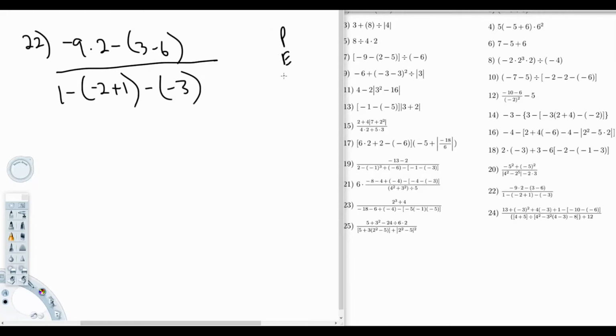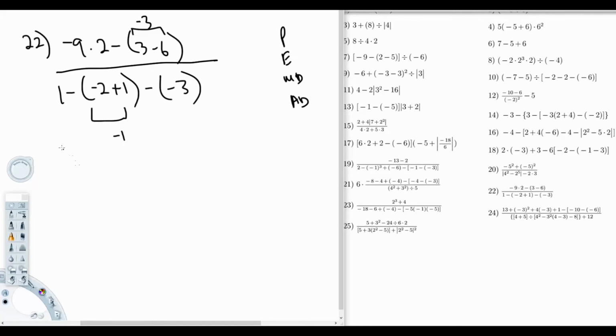Parentheses, exponents, multiplication and division, addition and subtraction. So we have the parentheses first, this one and this one. Let's solve them right away. 3 minus 6 equals minus 3. Minus 2 minus 1 equals minus 3. Very good.